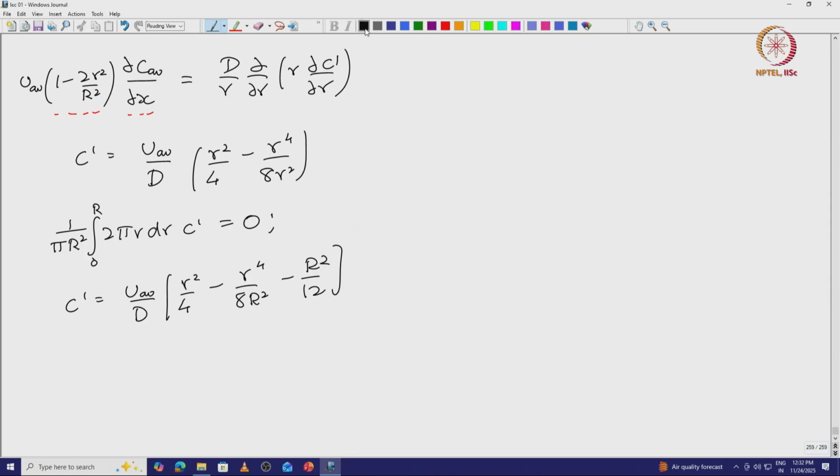So, I get partial C average by partial x plus C1 log of R plus C2, and this term is 0 and C2 gives you the constant C2. So, this is the expression, partial C average by partial x. That is the expression for C prime. So, now we have got C prime, and we have got the velocity.